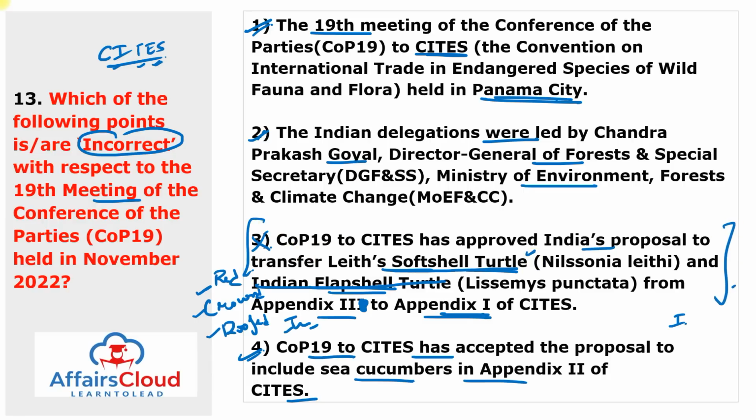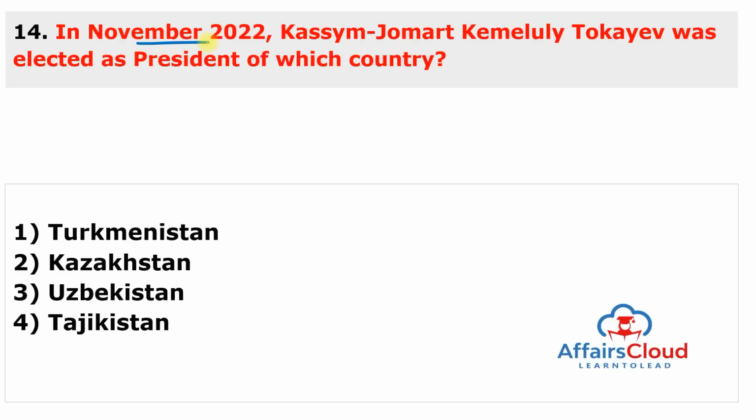Moving to next question. In November 2022, Kassym-Jomart Kemeluly Tokayev was elected as the president of which country? Just remember the two words. Kassym-Jomart was elected as the president of Kazakhstan. So answer of this question is second.